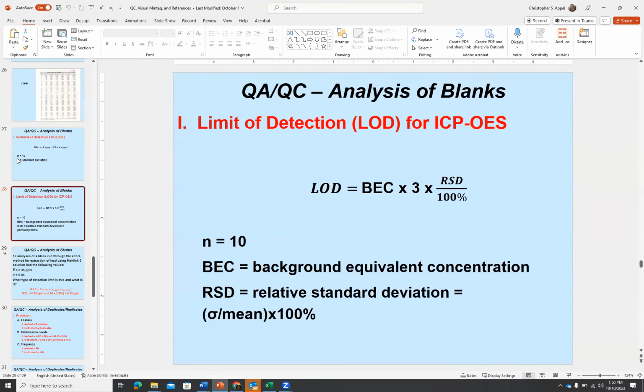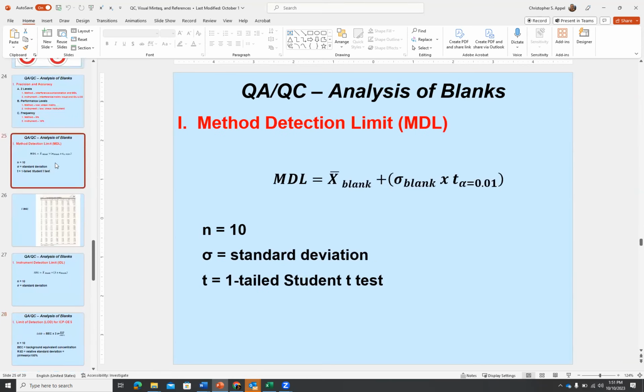The slides for method detection limit are here. So that's our method detection limit formula. Right, we got the average of all the blanks plus standard deviation of the blank times student t-test alpha of 0.01. Okay, so first thing that I want to do is calculate the average. And I'm going to calculate the standard deviation, and then I'm going to multiply that by the student t-test alpha of 0.01. And we ran 10 blanks.